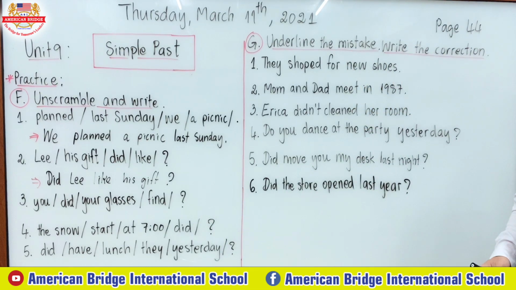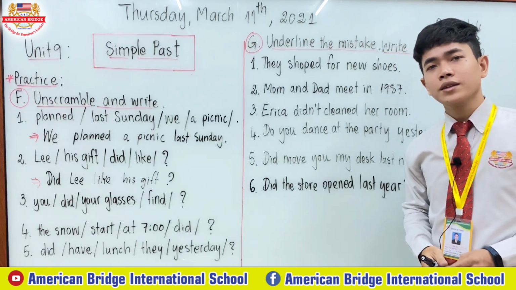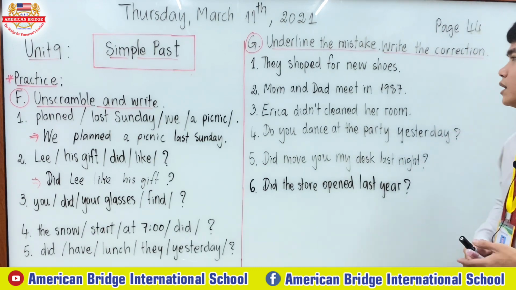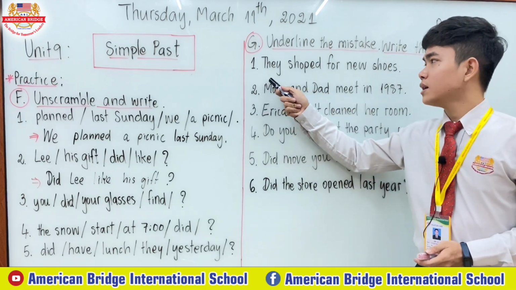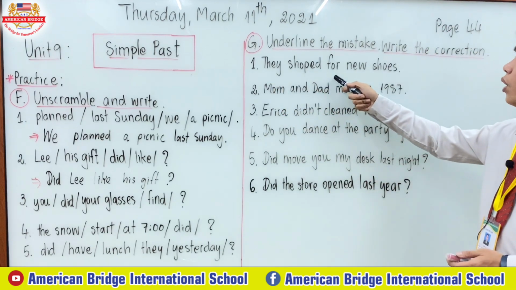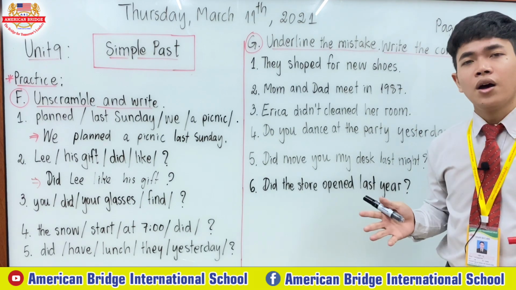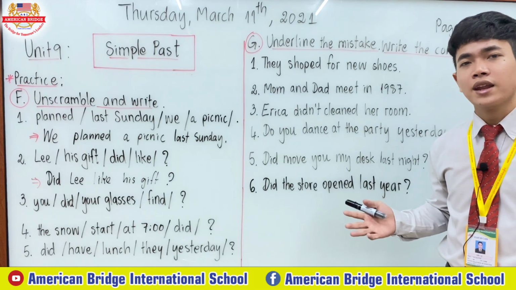All right, in part G, underline the mistake and write the corrections. There are 6 sentences. Sentence number 1, as you can read: They shop for new shoes. Did you notice the mistake in sentence number 1, everyone? Where is the mistake? Is it the word "shop" in "they shop for new shoes"?